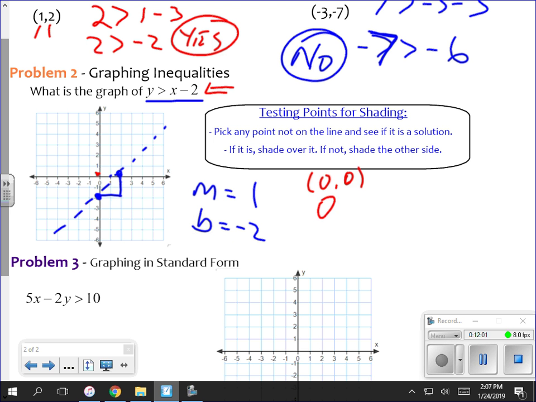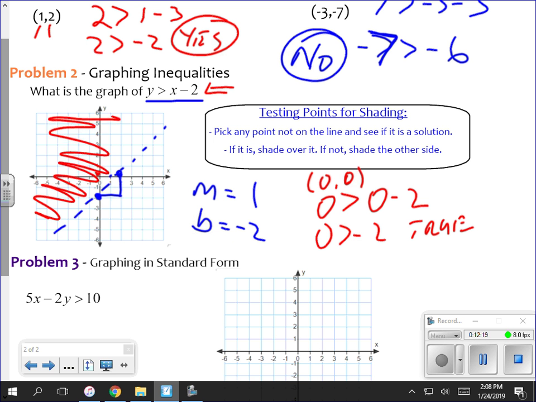Is 0 greater than 0 minus 2? Yes. Yeah, 0 is greater than negative 2. This is true. So that means the point that I picked is in my shaded area. It works out true. The point that I picked is on my shaded side. If it had come up false, I'd shade the other side of the line.